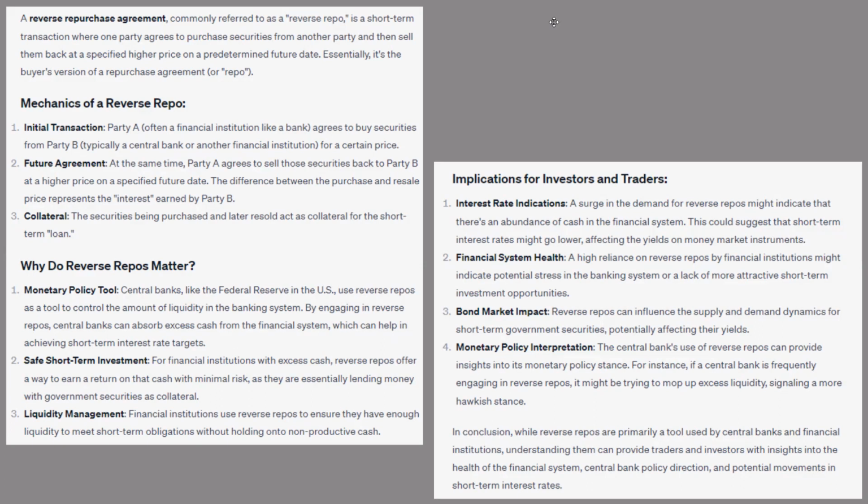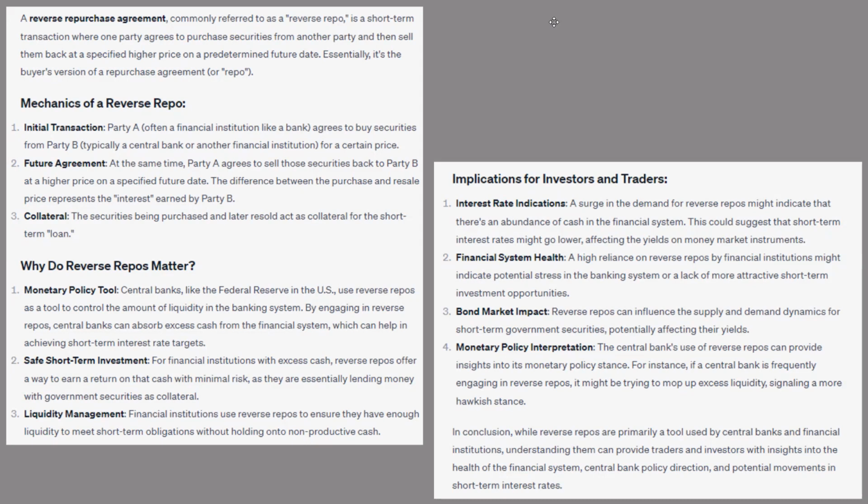The first one is going to be interest rate indication. A surge in the demand for reverse repos might indicate that there's an abundance of cash in the financial system. This could suggest that short-term interest rates might go lower, affecting the yields on money market instruments. So that's when you see a surge in reverse repos, short-term interest rates might go lower. Okay. Now, the financial system health: a high reliance on reverse repos by financial institutions might indicate potential stress in the banking system or a lack of more attractive short-term investment opportunities.